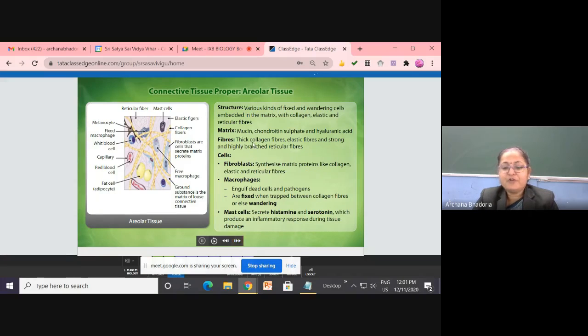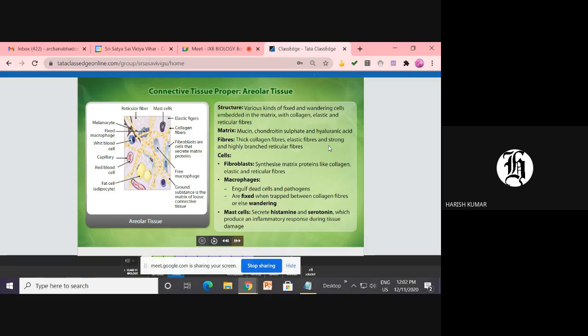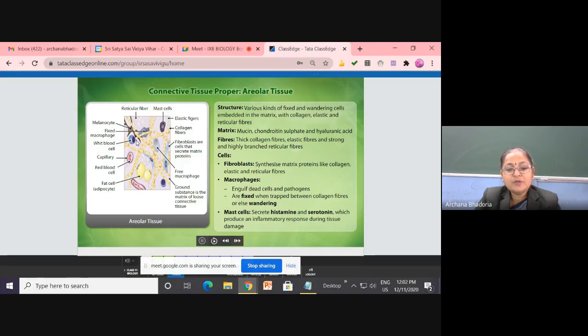Now you copy from the slide that in the matrix, the thick collagen fibers, elastic fibers, and strong and highly branched reticular fibers are present. So where the fibers are present, children? Both in the matrix. So see the figure. Okay, you have to look at the figure also, in which we can see these fibers. The same figure you will get in your textbook, but the labeling is not all there. So you will do the labeling.